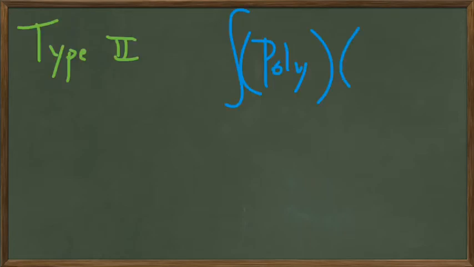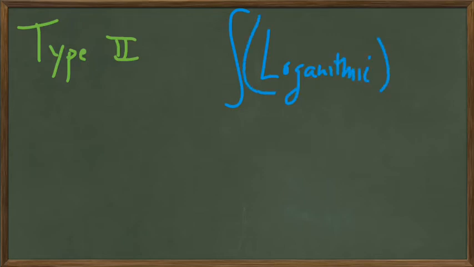Okay, now let's go to a type 2 integration by parts. When we have, not a polynomial, that's what we just did, we have a logarithmic function times a polynomial. In this case, we reverse it, or make it different than last time. The u is the logarithmic part and the dv is the polynomial part.